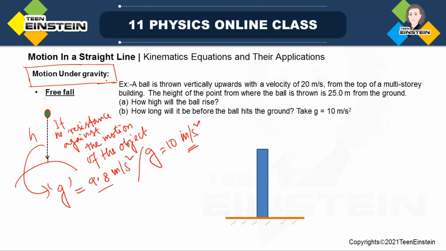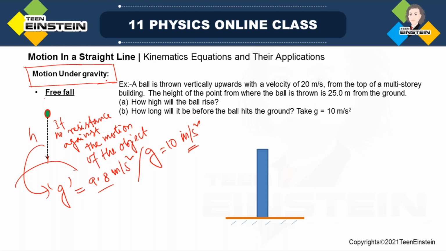So I hope you have understood what is motion under gravity. If we release an object to freely fall onto the ground, then it will come down with an acceleration to the ground, and that acceleration is due to the gravitational force. That's why it is called acceleration due to gravity, and it is denoted by small g.